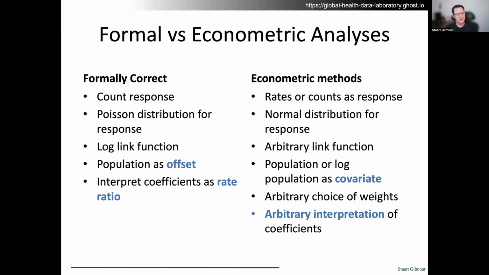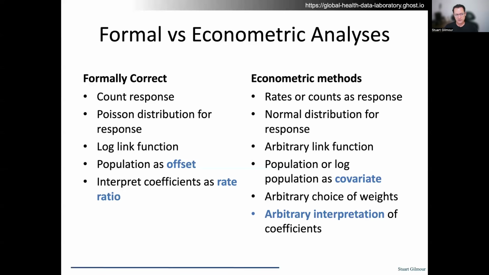It's quite arbitrary. Now, in the formally correct approach, we can interpret the coefficients of the regression model as a rate ratio. That is, if we exponentiate a coefficient, it gives us the rate ratio associated with a unit increase in the covariate. However, in the econometric approach, there is an arbitrary interpretation of coefficients because there's an arbitrary link function and there's different ways of handling the covariates in the model. And this can lead to consequences.